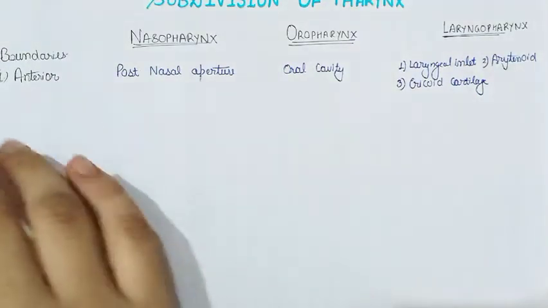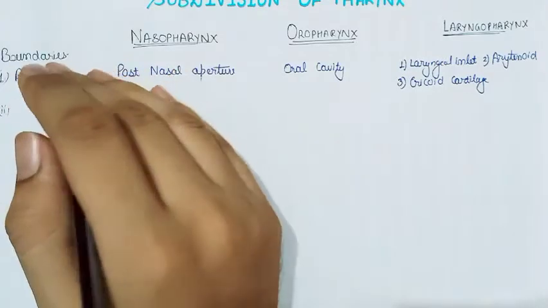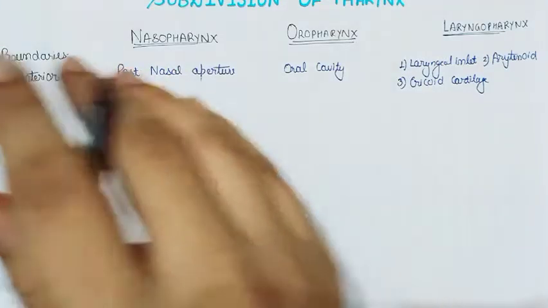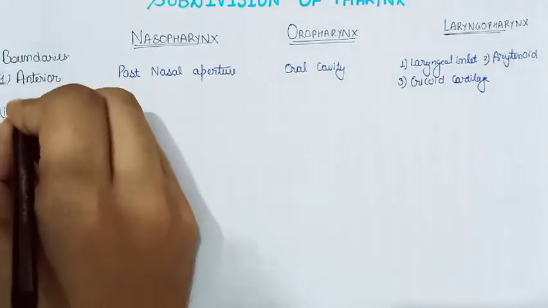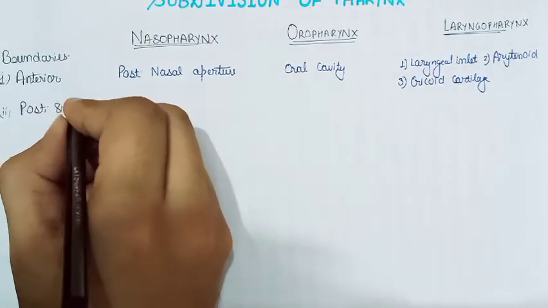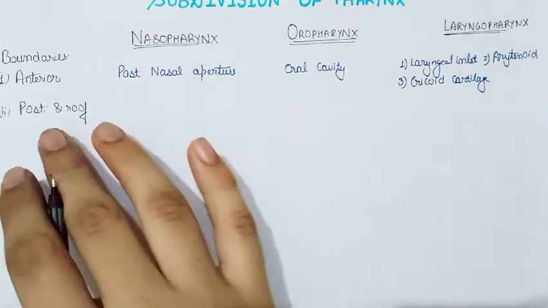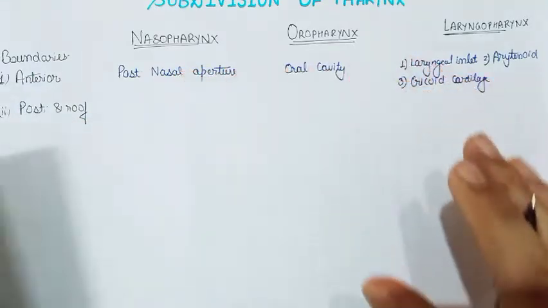So the next point of consideration under the heading of boundaries is the posterior wall. We have discussed the anterior. The posterior and the roof we will discuss simultaneously. Posterior wall and roof. So let's come to the diagram again and see what all the structures that constitute the posterior wall and the roof of all these three subdivisions.